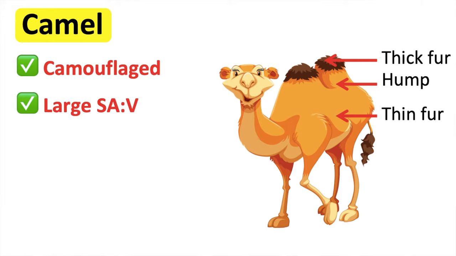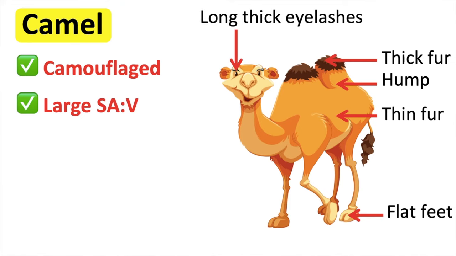Their large flat feet help them to walk on hot sand. This helps to spread their weight on the sand so that they don't sink into the sand. Their long, thick eyelashes protect their eyes from the sand. Camels have slit-like nostrils to also keep out sand. They are able to tolerate high body temperatures.